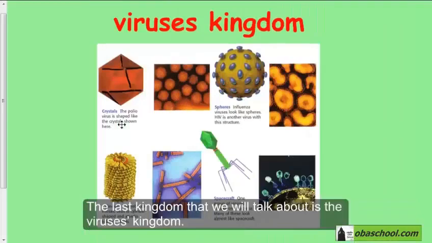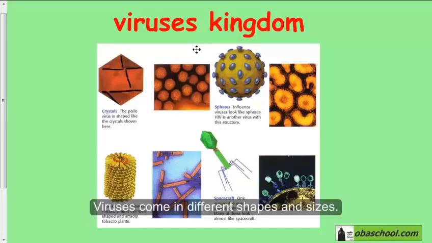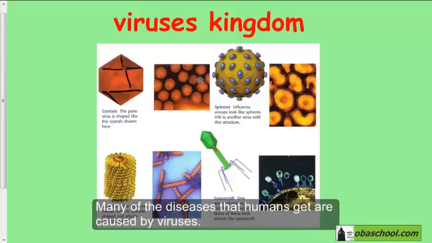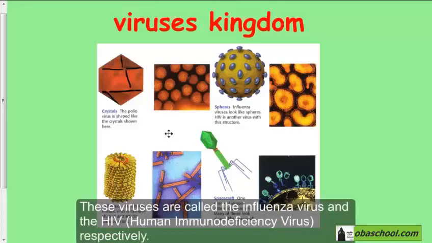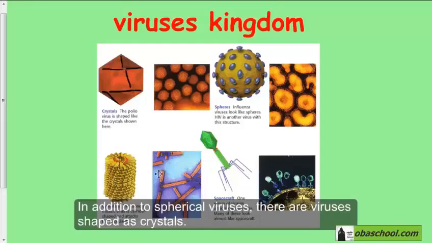The last kingdom that we are going to talk about is the viruses kingdom. Viruses come in different shapes and sizes, but in general, viruses are very, very small in size. Many of the diseases that humans get are caused by viruses. Some spherical viruses cause influenza as well as AIDS, acquired immune deficiency syndrome. These viruses are called the influenza virus and the HIV virus, respectively. HIV stands for Human Immunodeficiency Virus.